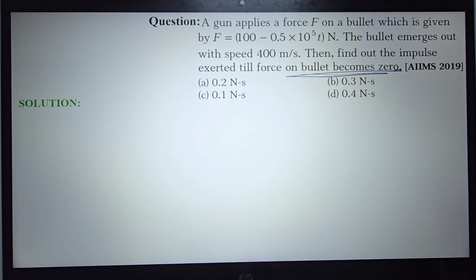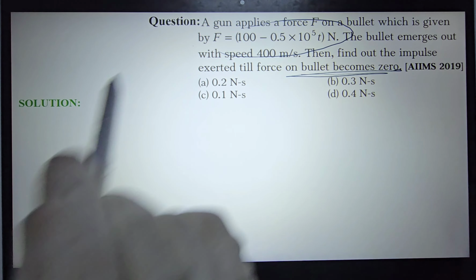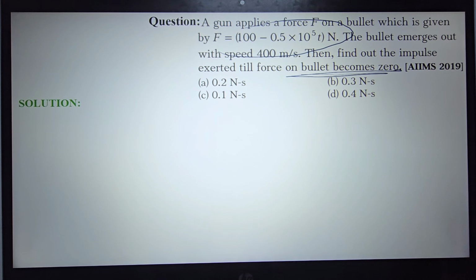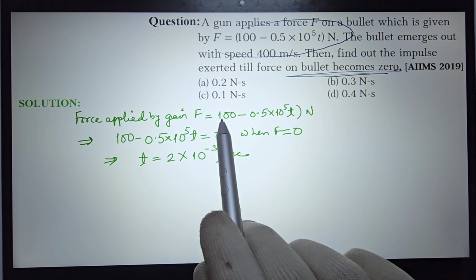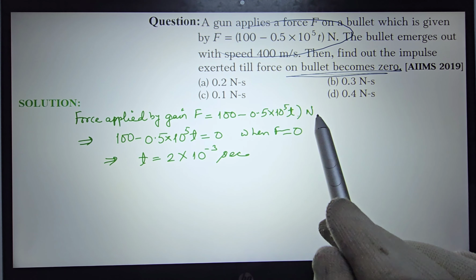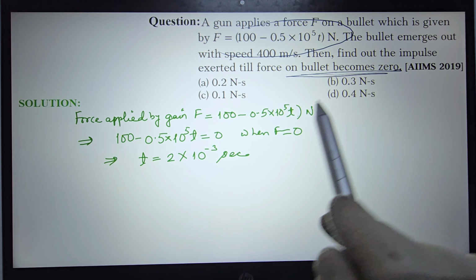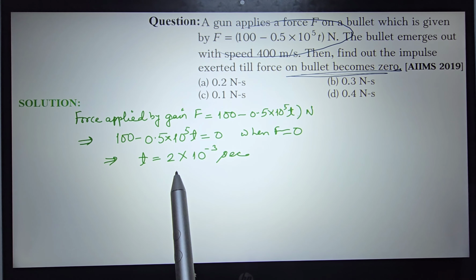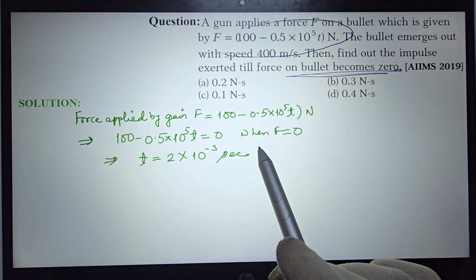First you have to calculate the force applied on the bullet, that is, this expression is given in the problem. So let us analyze how to solve this. When F is equal to 0 you can calculate the time. The force applied by the gun, F is equal to (100 minus 0.5 into 10 raised to power 5 T) Newton. Now this is equal to 0 as per the condition. So you are getting time T is equal to 2 into 10 raised to power minus 3 seconds. So this is the time.